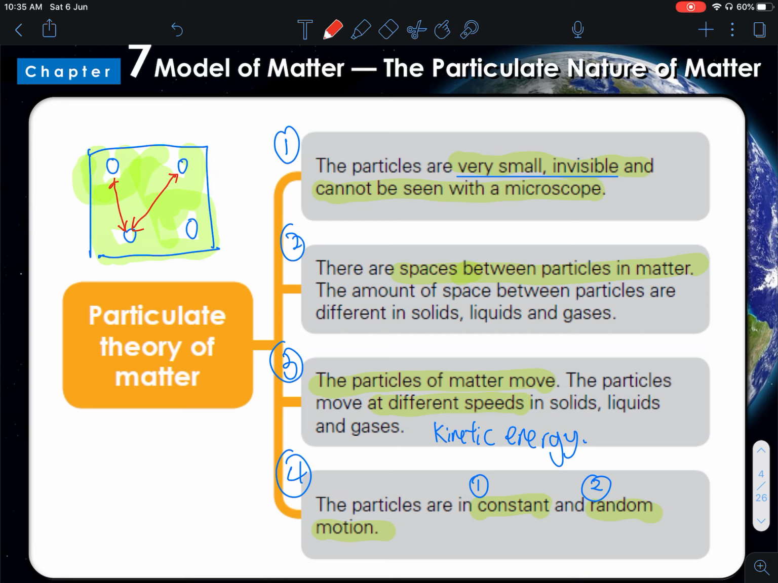In simple terms, kinetic energy means moving energy, okay? Or energy that allows a particular object to move. And what actually happens is that, depending on the amount of space available, these particles can move. So let me give you an illustration.